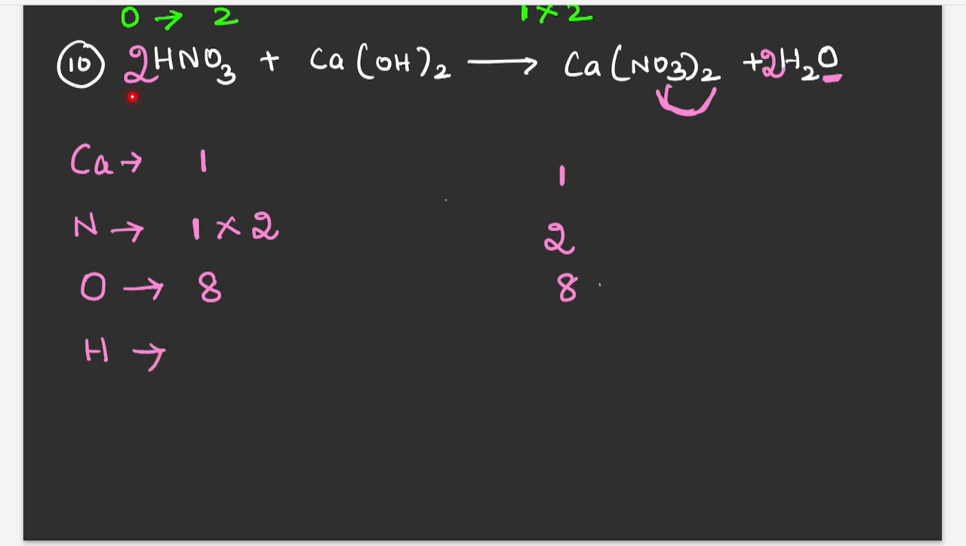Next we will go for hydrogen, whether hydrogen is balanced or not. Now 2 hydrogen and 2 hydrogen, so total 4 hydrogens are there. 4 hydrogen atoms. On the other side you check, 2 2s are 4. So we have 4 hydrogen atoms on the other side. So it is balanced. So this is the balanced chemical equation.